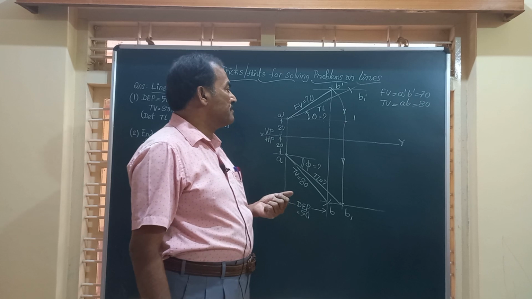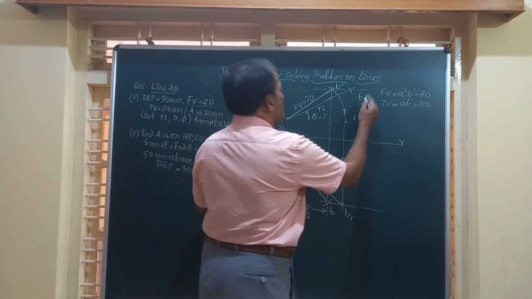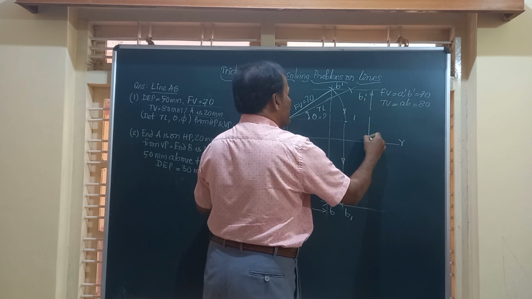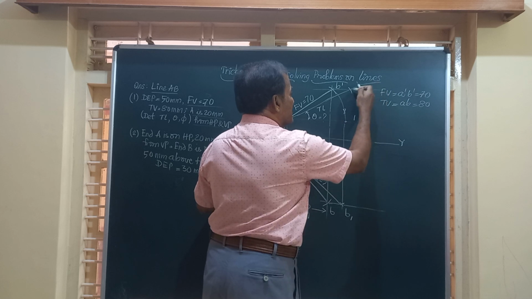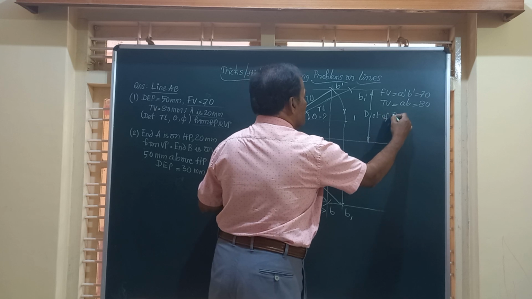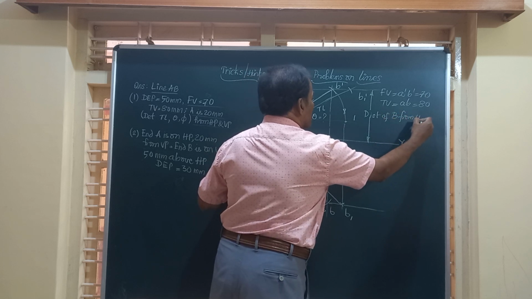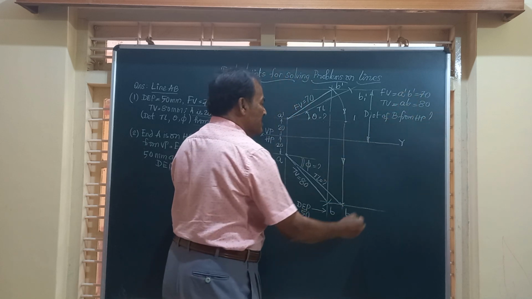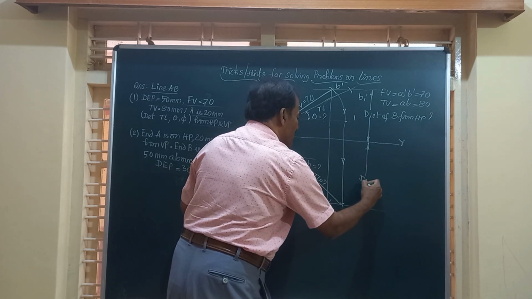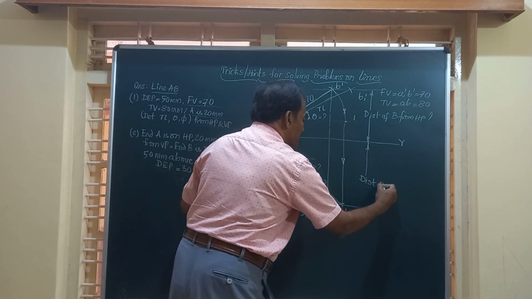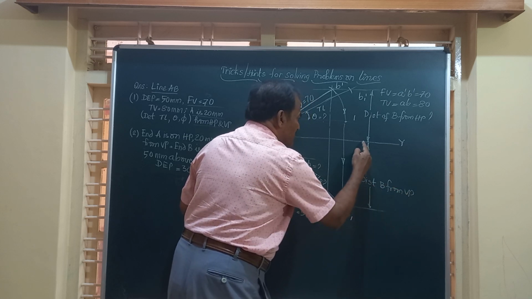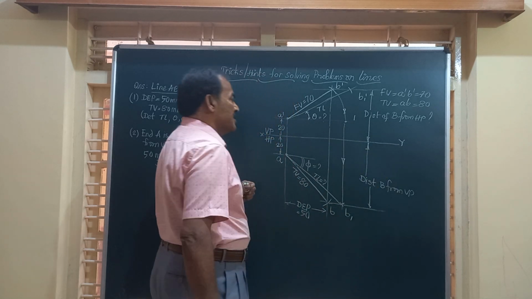namely HP and VP. They might also ask you to find out the distance of the end B from HP. So you can just measure the distance between these two lines. This is the distance of B from HP. I put a question mark, meaning you can just measure that. Finally, you can also measure the distance of the end B from VP. So you can just keep a scale and measure the distance between XY and this locus.